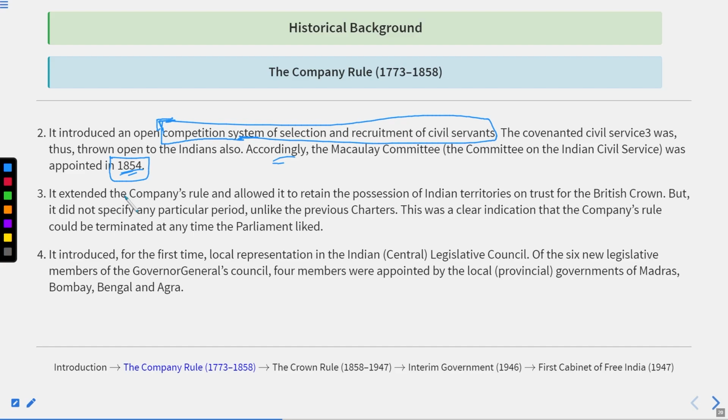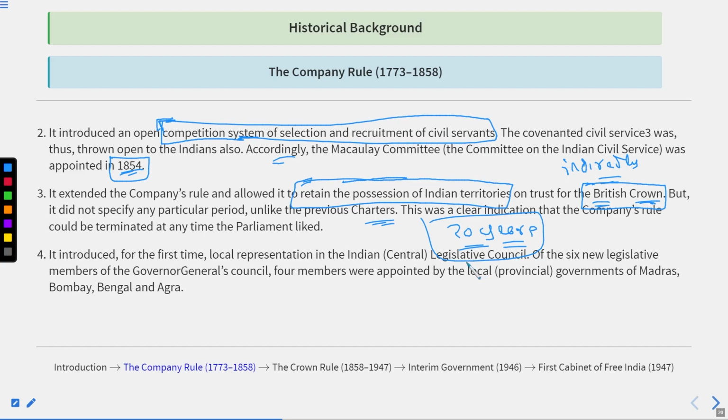It extended the company's rule and allowed it to retain the possession of the Indian territories on trust for the British Crown. It means that the company's role as a trader and as an administrator was taken away, but it still had the power to retain possession of the Indian territories, under the name of the British Crown. Still, the role was indirect, or supervisory. But it did not specify any particular period, unlike the previous charters, where the period was 20 years. In the 1853 Charter Act, no certain period was defined. This was a clear indication that the company's rule could be terminated at any time by the parliament.